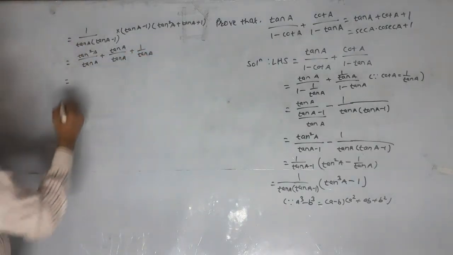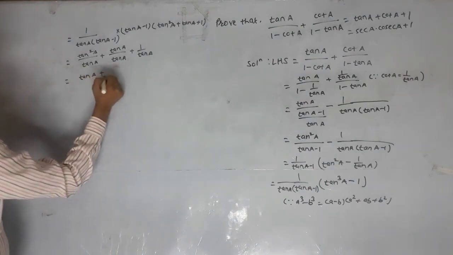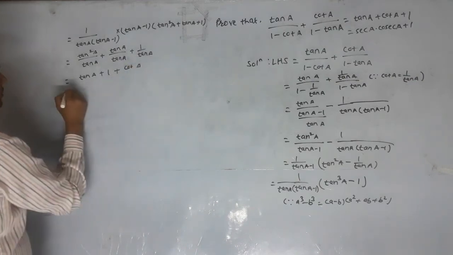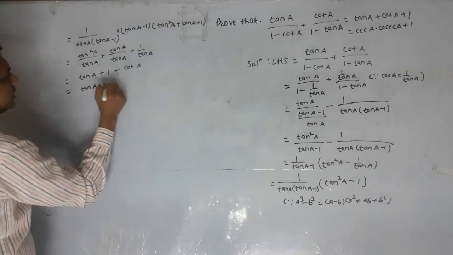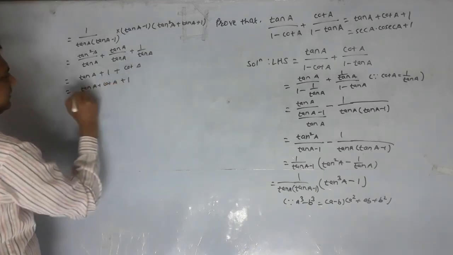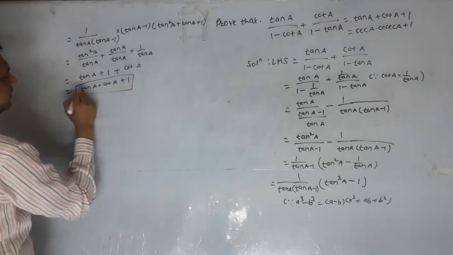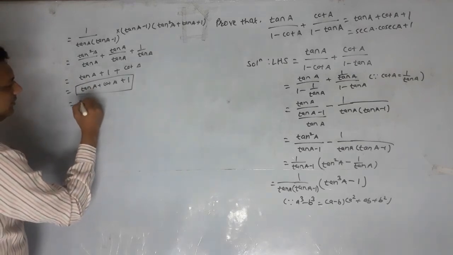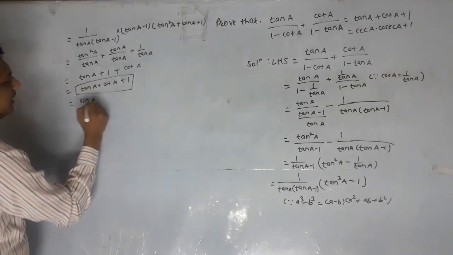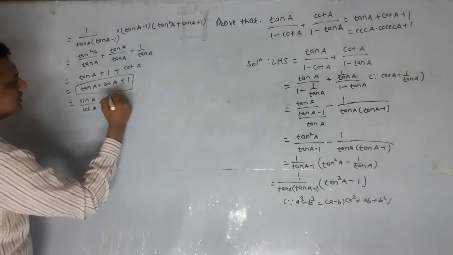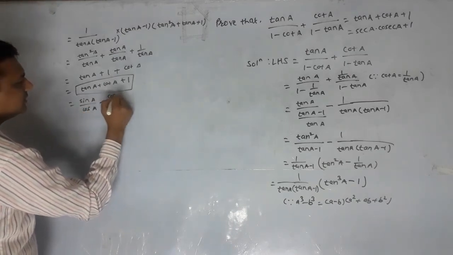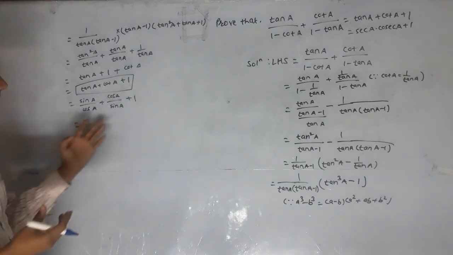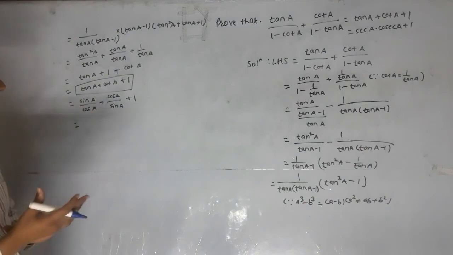This is equal to tan square a upon tan a is tan a, plus 1, tan a upon tan a is 1, 1 upon tan a is cot a. So we are getting tan a plus cot a plus 1. Here we also require to prove sec a into cosec a plus 1. So tan a, we write tan a as sin a upon cos a plus cot a as cos a upon sin a plus 1. So simplify it by cross multiplying.